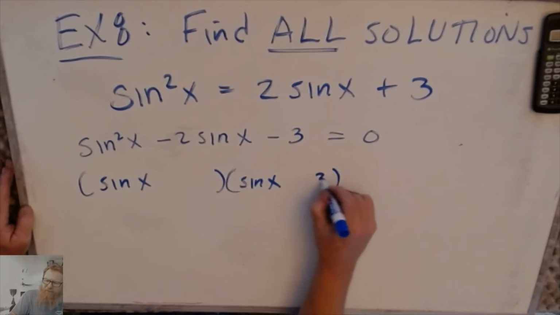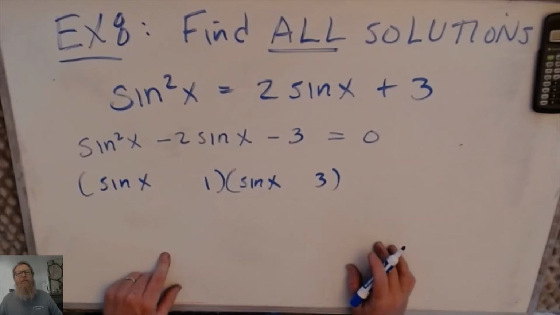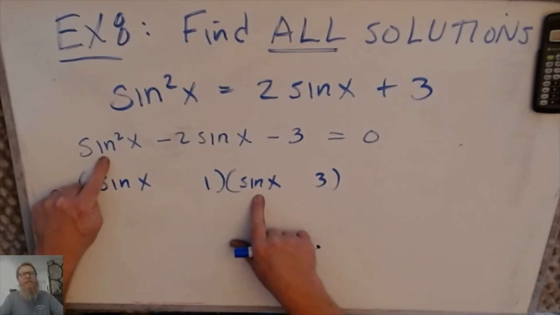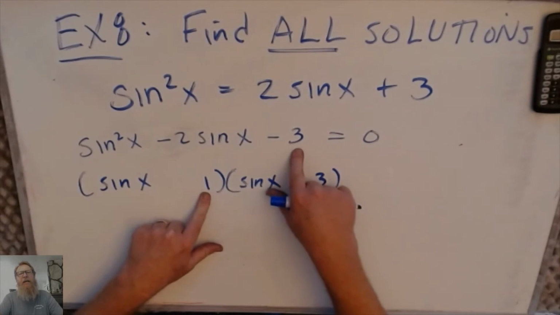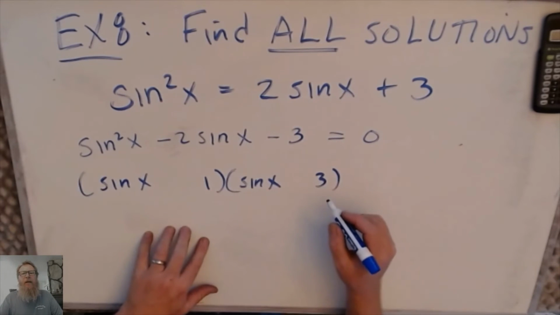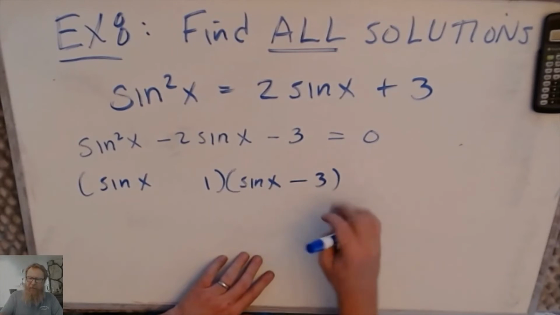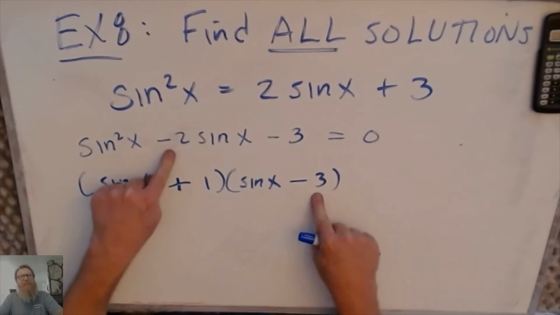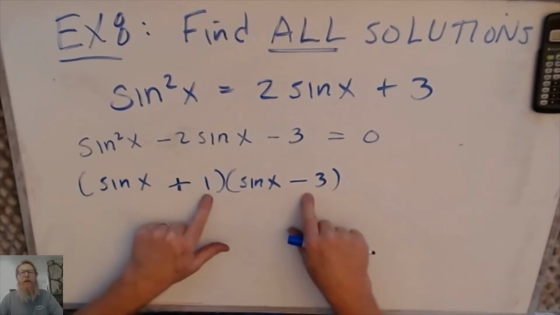I feel like we've seen this one before, maybe one very similar to this. Sine x times sine x is sine squared x. All right, 1 and 3 is 3. I don't put the signs yet. I look at the middle term and the last term. I want the middle term to be negative, the last term to be negative. So I want 3 to be negative and 1 to be positive. When I add them, I get negative 2. When I multiply, I get negative 3.